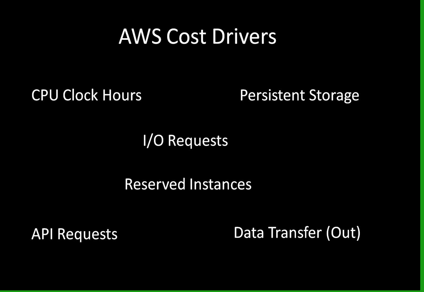What are some of the cost drivers of running on AWS? These are some of the main components. You're going to be running a number of EC2 instances, so you're going to be charged for CPU clock hours. You're going to be storing some data, so you're going to be charged for persistent storage. You're going to be reading and writing data to and from Elastic Block Store volumes, so you're going to be responsible for I/O requests both directly to EBS and through the Relational Database Service.